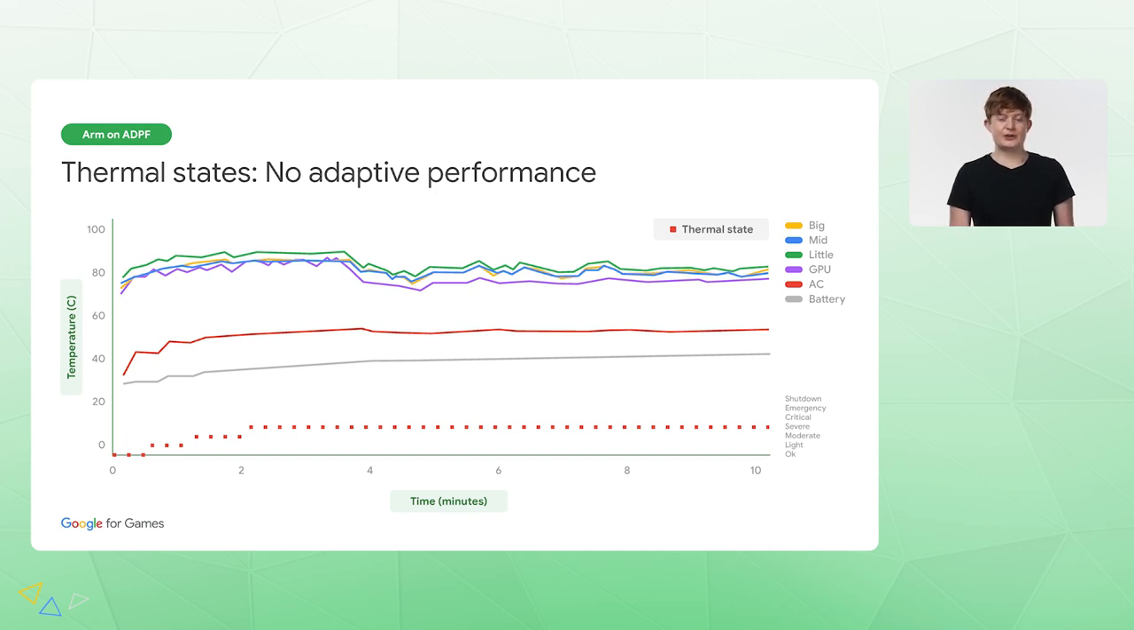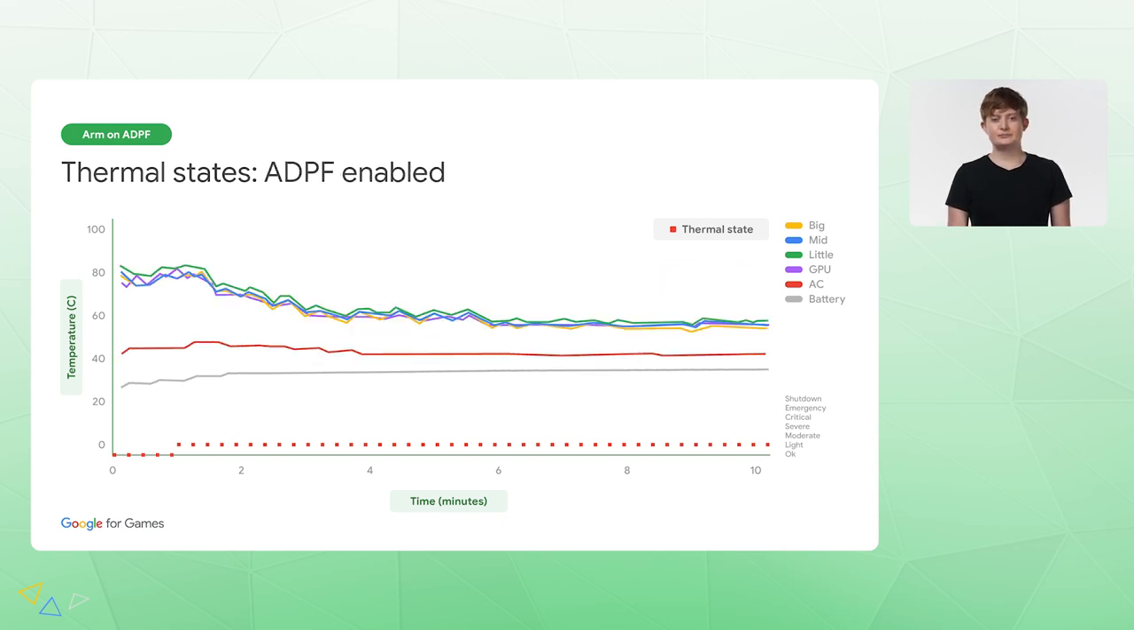These graphs were taken during a play of Dr. ARM. With no adaptive performance enabled, we can see an average of about 55 degrees Celsius for the skin temperature. We can also see that about 2 minutes into gameplay, the device enters a severe thermal state that it never recovers from. In comparison, with adaptive performance enabled, the temperature of all mobile processors drops, indicating performance improvements, and the skin temperature of the phone drops to about 45 degrees Celsius. The thermal state of the device then remains light.